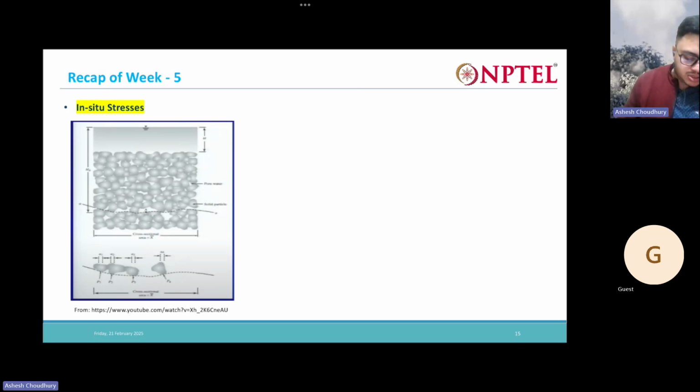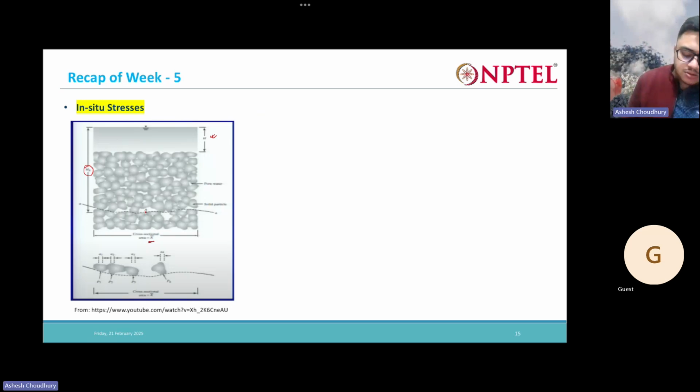Next, we have the in situ stresses. Okay, in situ stresses. So we have this soil mass. We have the soil grains. This is the water head. Then this is the total depth at any level A from the top. The cross sectional area is A bar. Right, all this we have.